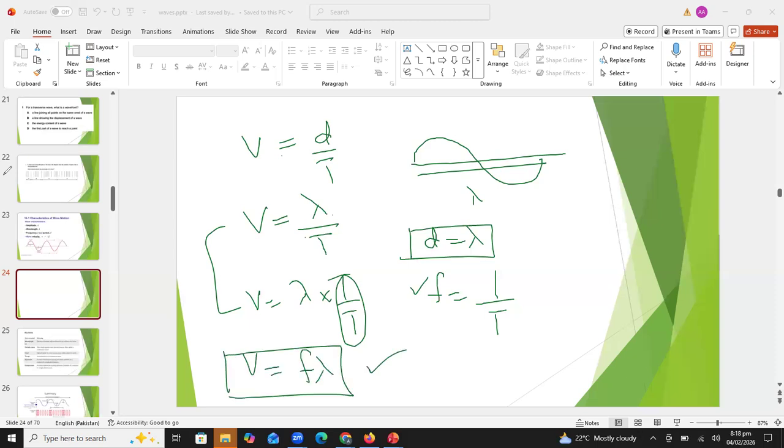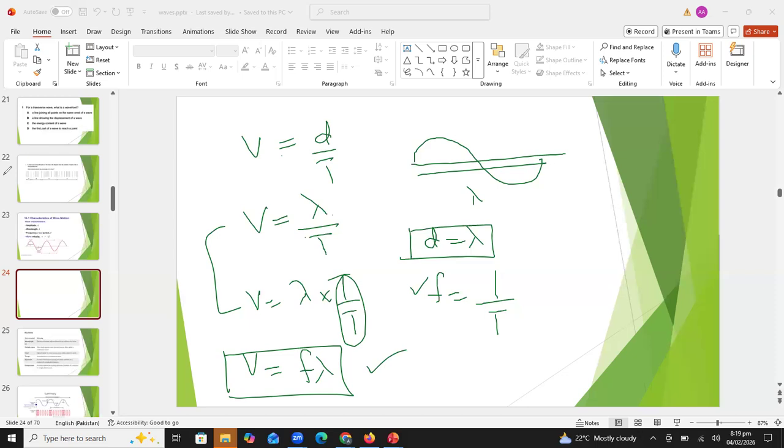So this is a very famous and very important equation of this chapter. In terms of wave velocity, the velocity of a wave is equal to frequency multiplied by wavelength. So if we are able to find the frequency and wavelength, we can easily calculate the wave velocity.